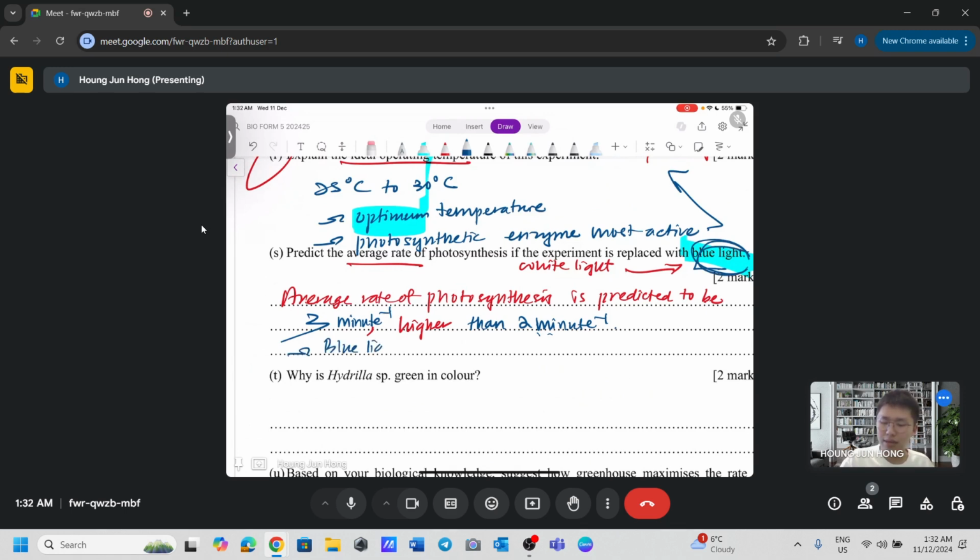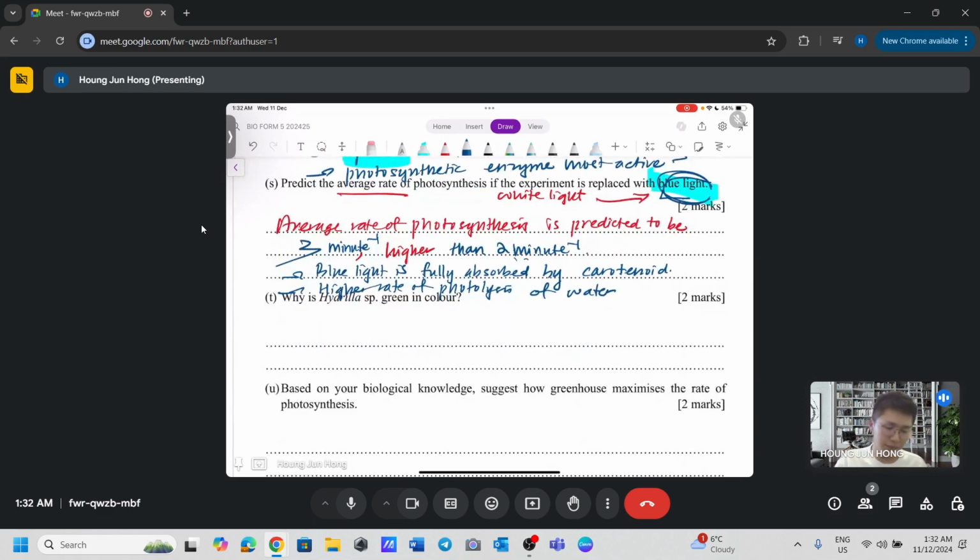Yes, as you can see, why does it increase? Because blue light is fully absorbed. If you remember the name, carotenoid. That means basically when you have blue light, it is easily absorbed, which means it will get more light dependent reaction. Higher rate of photolysis of water. When you have more light, you can do more photolysis of water. You get more oxygen from the water. That's it for question S.